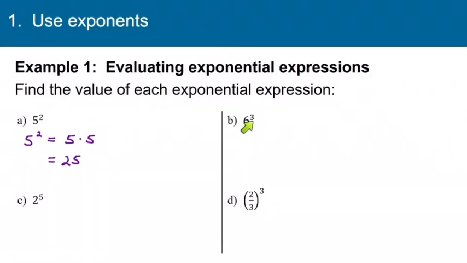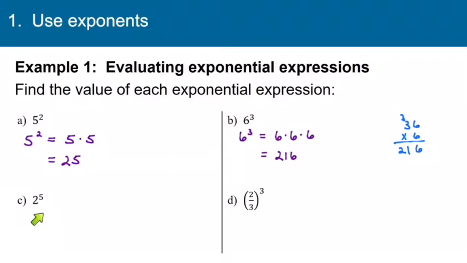6 to the third power in multiplication form would be 6 times 6 times 6. And now to evaluate this, we know that 6 times 6 is 36, and then we need to do 36 times this next 6. If you don't know that off the top of your head, you can jot it down and work it out yourself, and you see that 6 times 6 times 6 is 216.